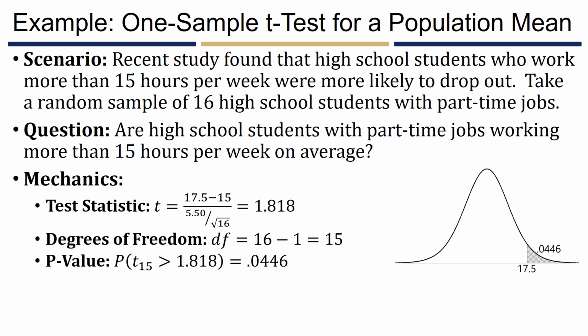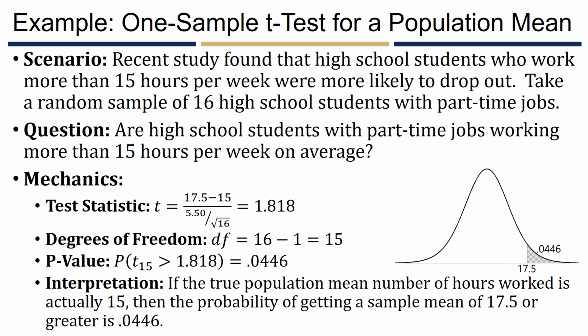So as we said before, the p-value of this test, or the area up above 1.818 in a t-distribution that has 15 degrees of freedom, is 0.0446. What this actually means in context is if the true population mean number of hours worked by high school students who have part-time jobs is actually equal to 15, then the probability that we would get a sample mean of 17.5 or larger is 0.0446, a relatively small probability.